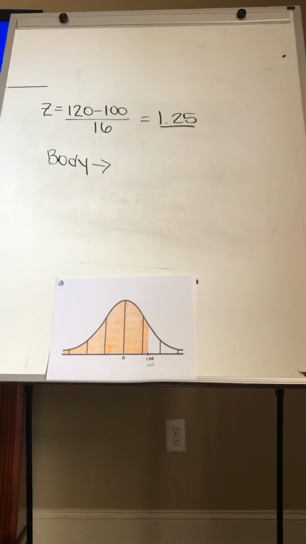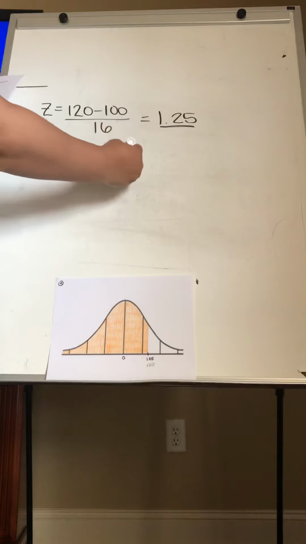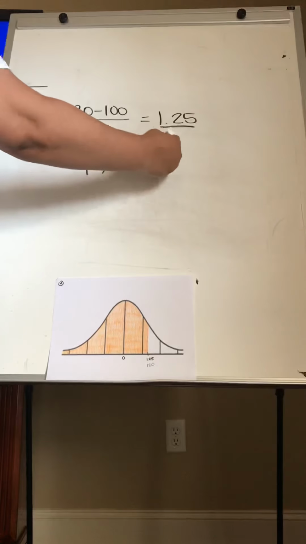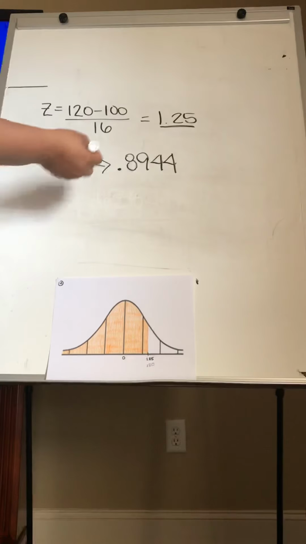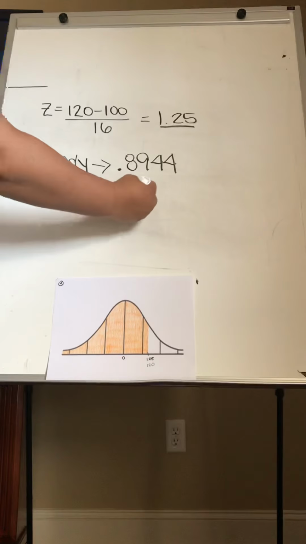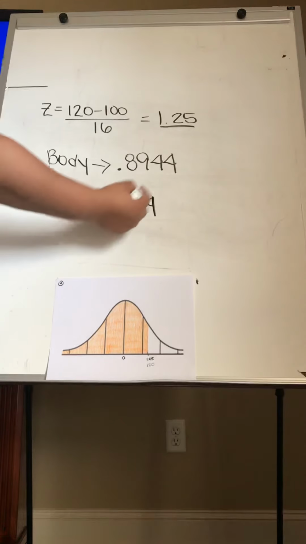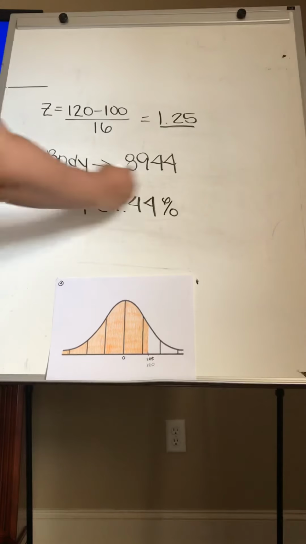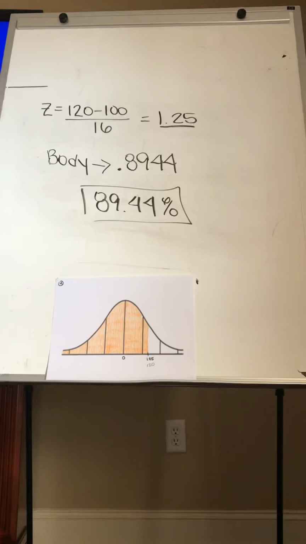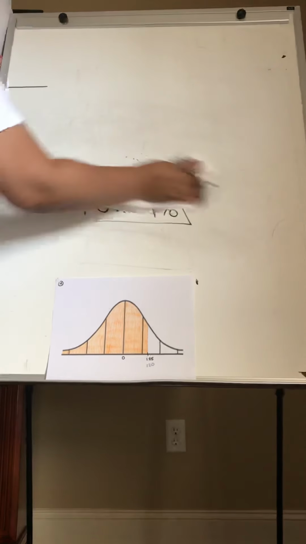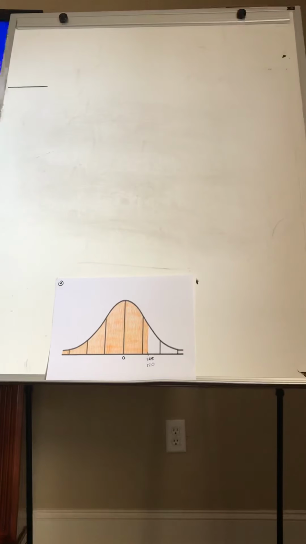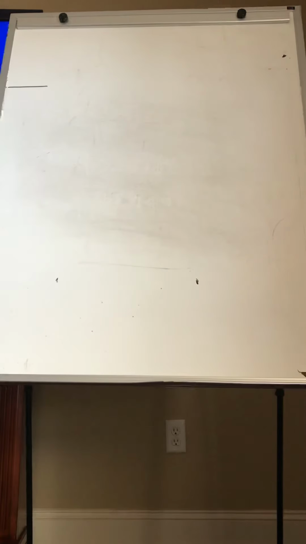So if you look at the chart, that body measurement is 0.8944. So all I want is that percent. Move the decimal 2 places, and you have 89.44%. That's how many people have an IQ less than 120. Number 5.